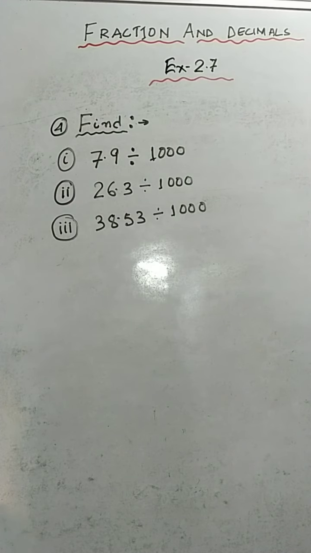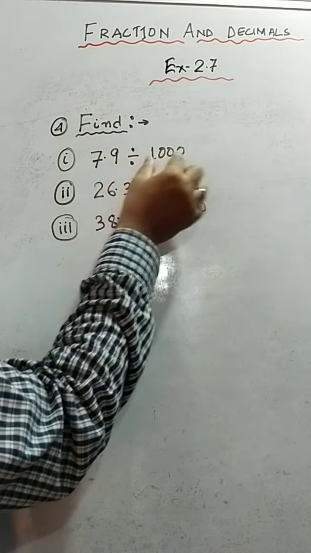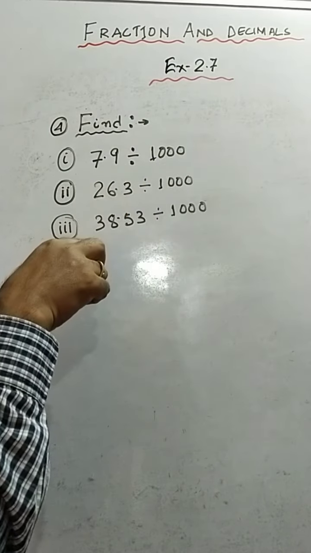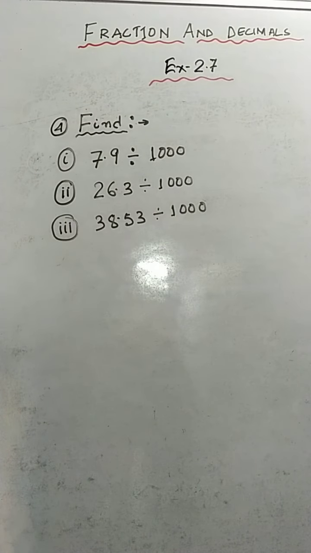Okay, now let's move on to question number 4, students. This time we have to divide the decimal form by 1000. In the previous sums we divided by 100, now this time we have to divide by 1000. In question number 4 also we have 5 sums, so I'm going to explain the first 3 sums. The rest of the 2 sums would be your homework, students.